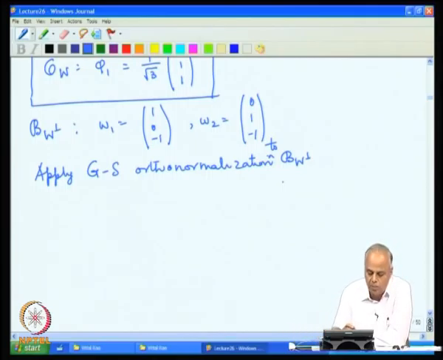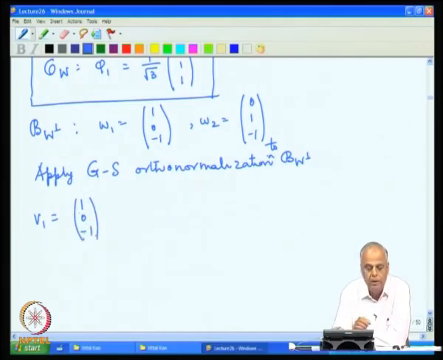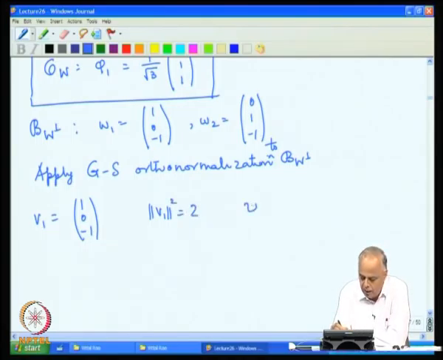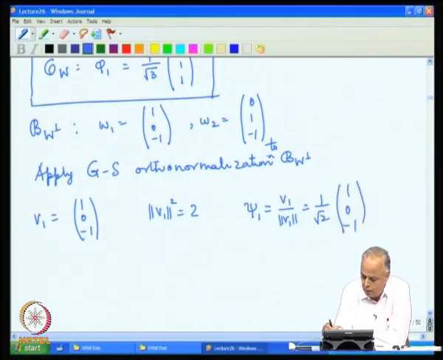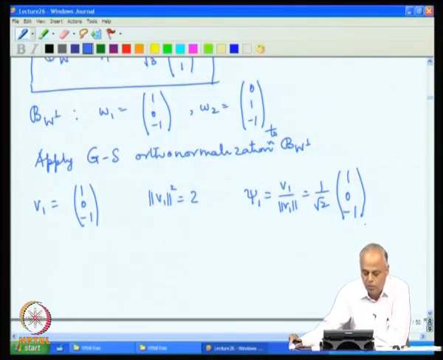How does the orthonormalization process go? First, we start with the first vector w1 and call it v1, find its length squared, which is 2, and then consider the vector psi 1, which is obtained by dividing v1 by its norm, which in this case is 1 by root 2 (1, 0, -1). So, that is our first vector in the orthonormal basis.